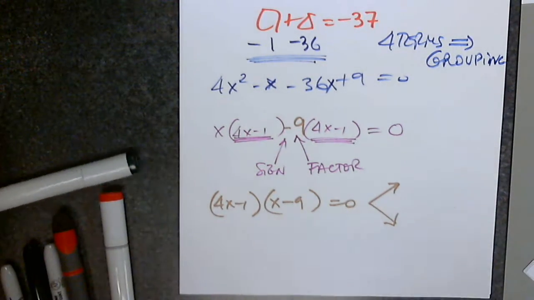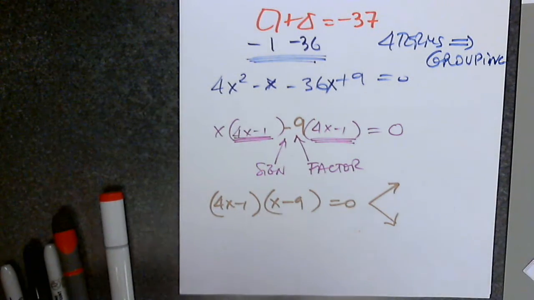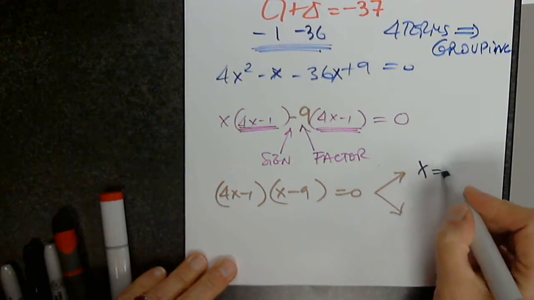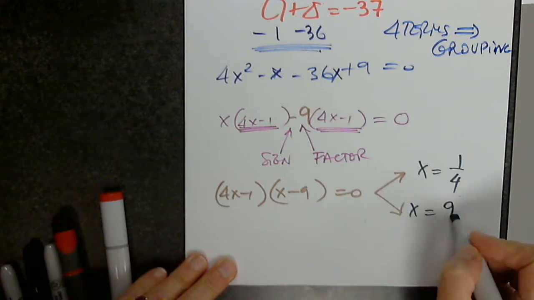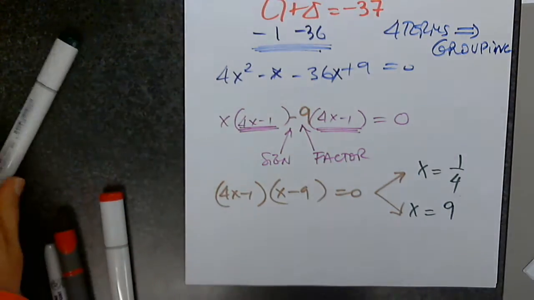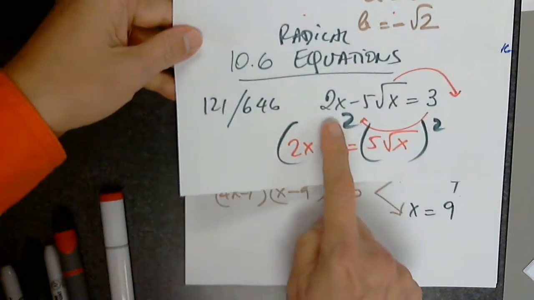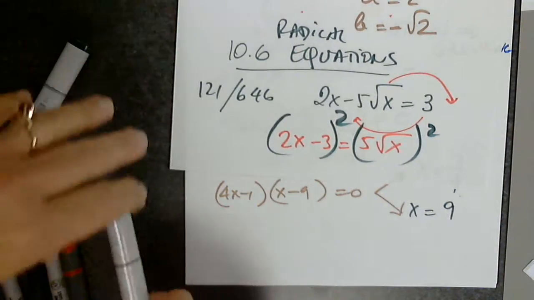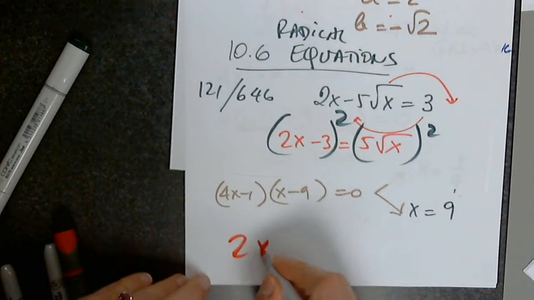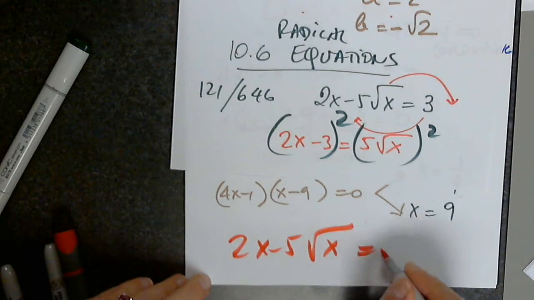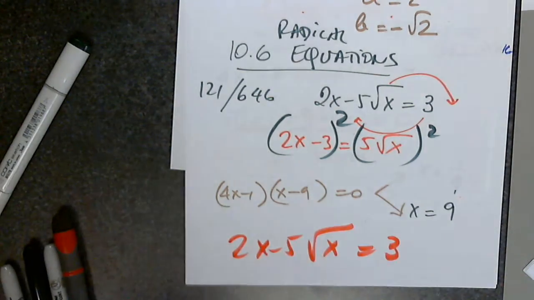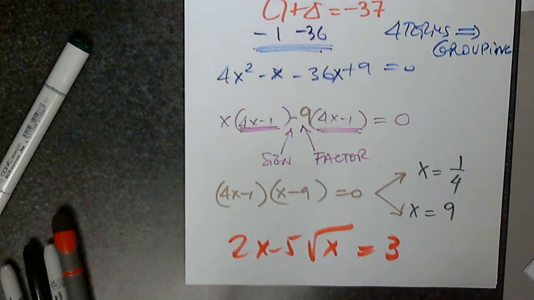So I have to go back to the original problem and check. But what are the options? One is 1/4, and the other one is 9. Very good. So now, 3 pages ago, I'm kidding, not that far, I have the original equation. I have to copy it. So I have 2x minus 5 square root of x equals 3. And that is the original one.